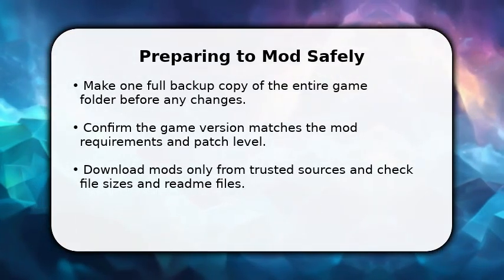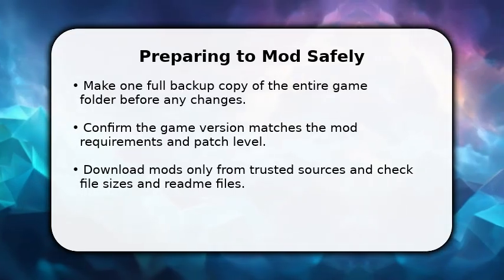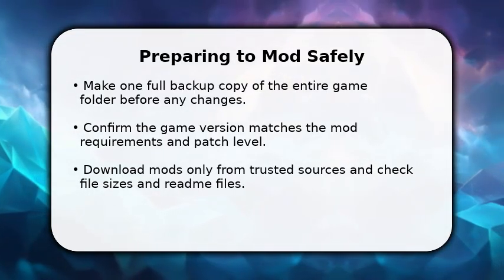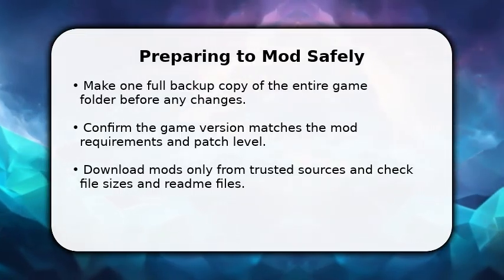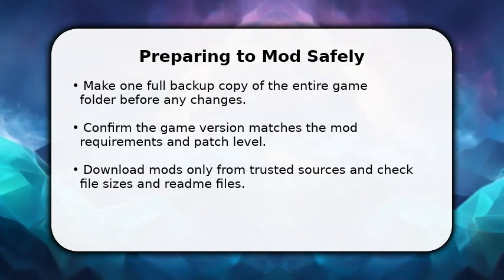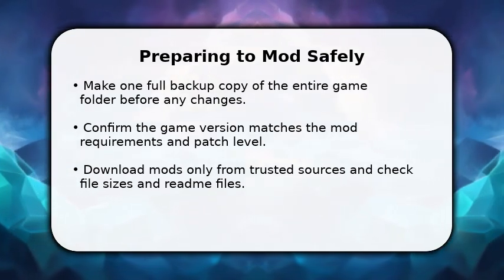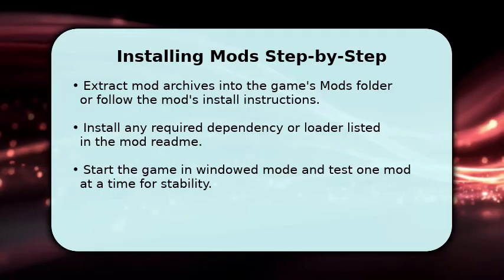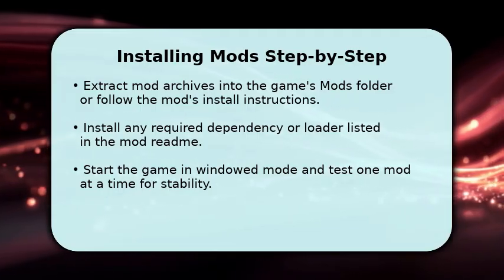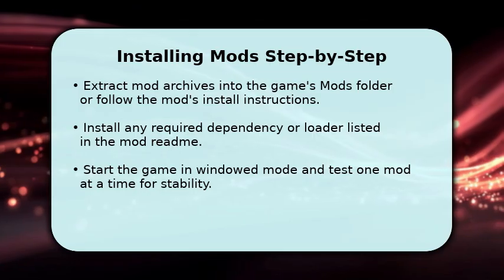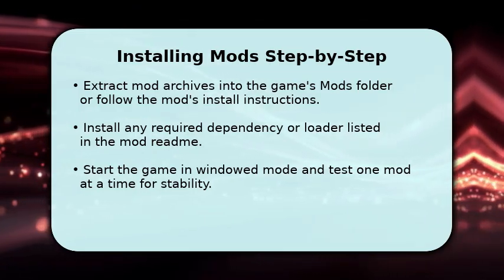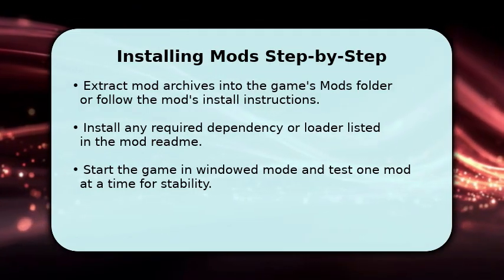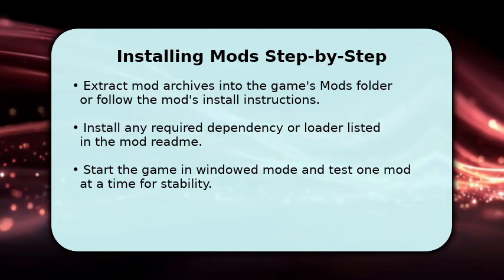Incompatible versions will crash. Download mods only from trusted community hubs and inspect the README, changelog, and file sizes. Typical cosmetic mods range from 5 MB to 50 MB. Verify integrity. Extract mod archives into the game's mods folder or follow the mod's install instructions exactly. Some mods require specific subfolders. If a mod lists a dependency or loader, install that dependency first and confirm it is enabled.